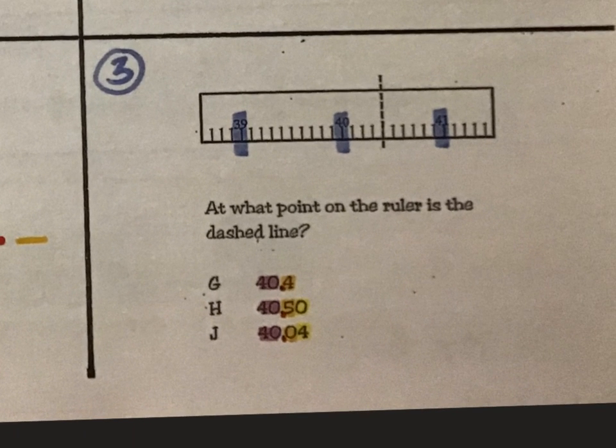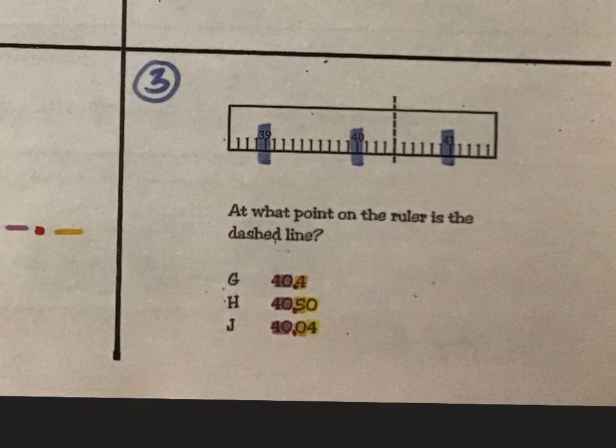Okay, and then number 3 over here. At what point on the ruler is the dashed line? And don't forget to number your ruler.